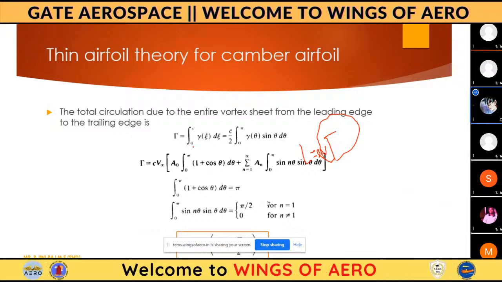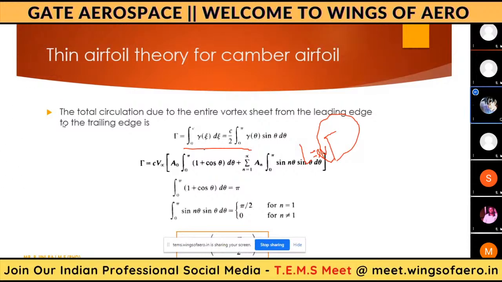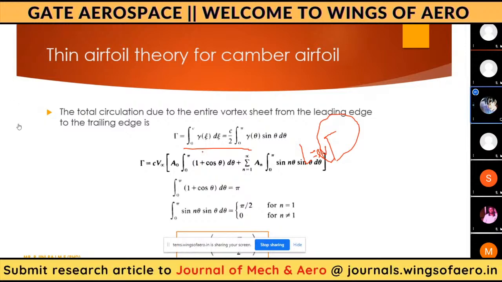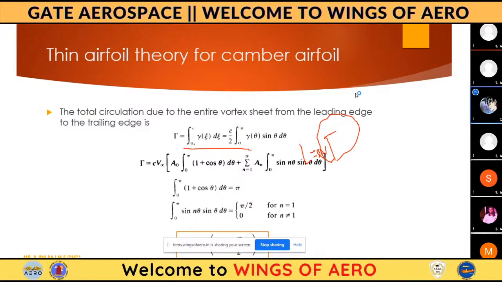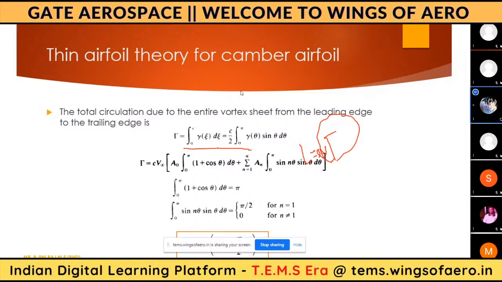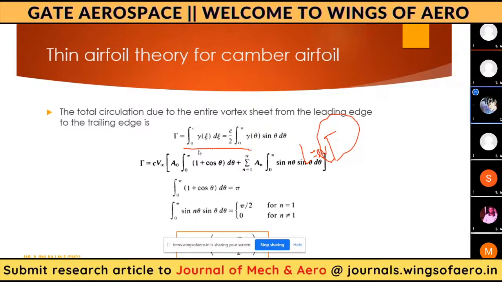So gamma equal to integral of... for that we are considering the entire vortex sheet from leading edge to trailing edge. From leading edge to trailing edge, the chord length will be c. So the integral limit is 0 to c, gamma of psi d psi, that is equal to c by 2, integral of 0 to pi, by substituting the d psi value. The limit may be pi or minus pi, so we are considering it as pi. So I am substituting 0 to pi gamma of theta sin theta d theta.